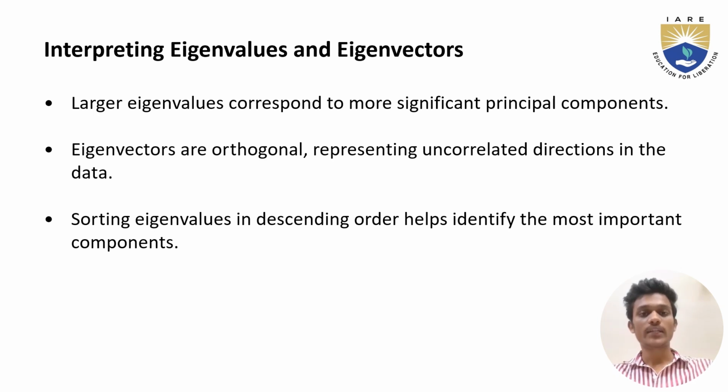Interpreting eigenvalues and eigenvectors. Larger eigenvalues correspond to more significant principal components. Eigenvectors are orthogonal, representing uncorrelated directions in data. Sorting eigenvalues in descending order helps identify the most important components.